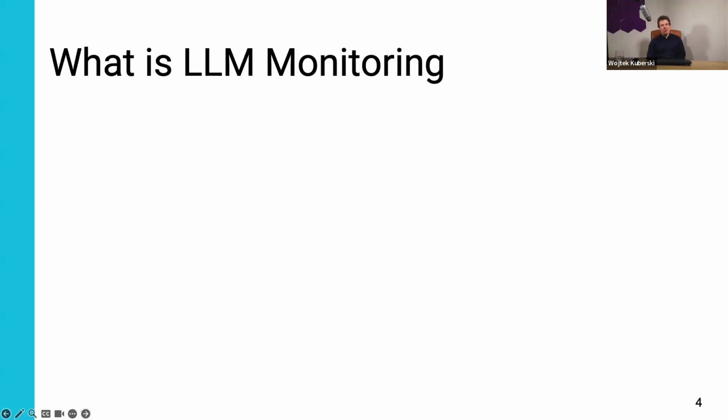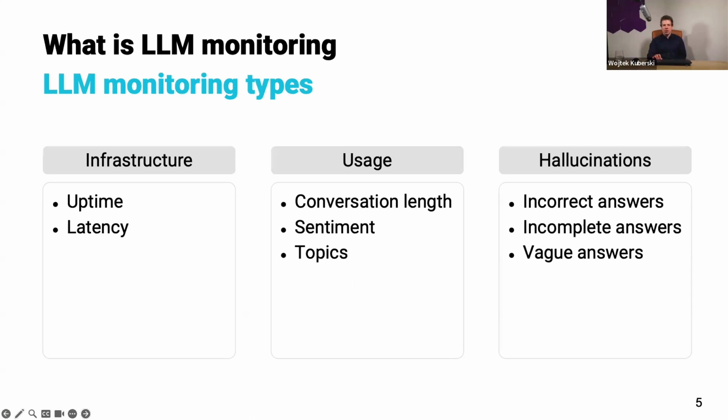So let's get started with the most important question, which is what is LLM monitoring? There are basically 3 different monitoring types for LLMs, or 3 pillars that you should have to really make sure that your LLMs perform well in production. The first one is the infrastructure pillar, where we monitor things like uptime and latency, just making sure that the infrastructure that powers the LLMs actually works well.